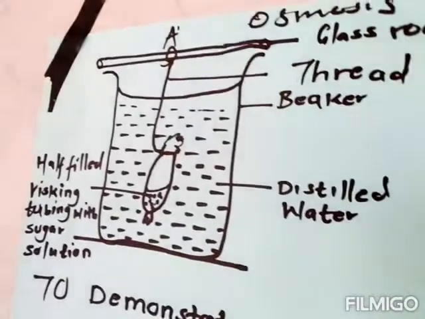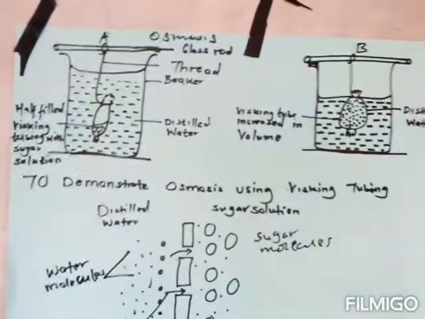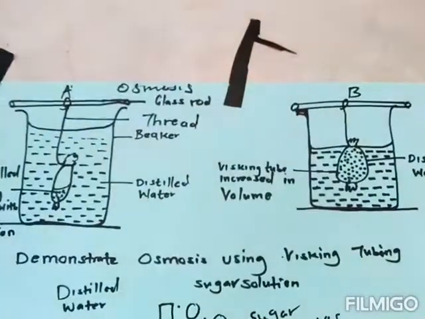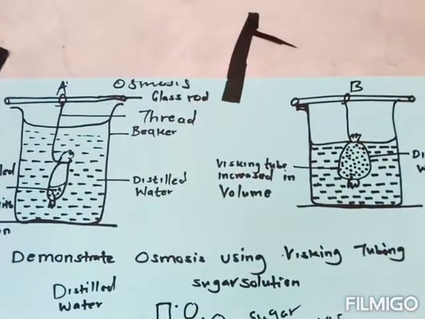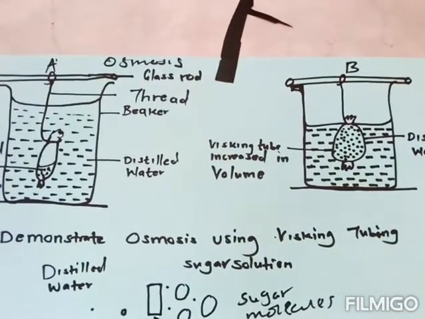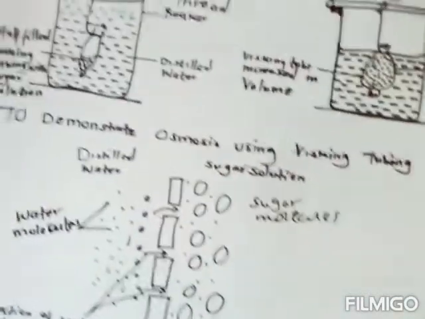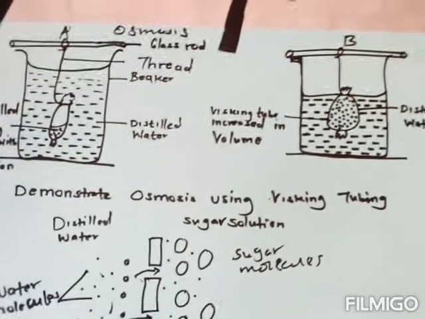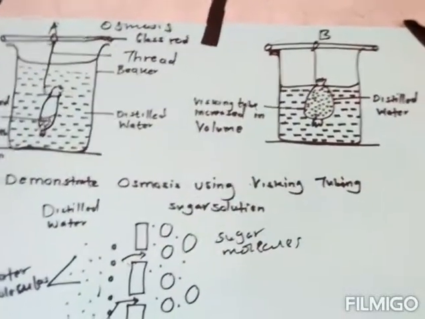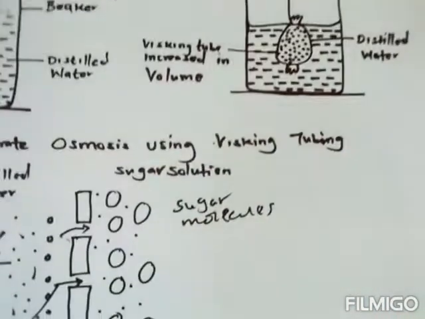So if you look at the two diagrams, you will be in a position to note that at the beginning of the experiment, the whisking tubing had a small size, but at the end of the experiment, the whisking tubing increased in size. Why? Because the contents increased, because the water molecules moved or diffused into the whisking tubing through the semi-permeable membrane by osmosis.